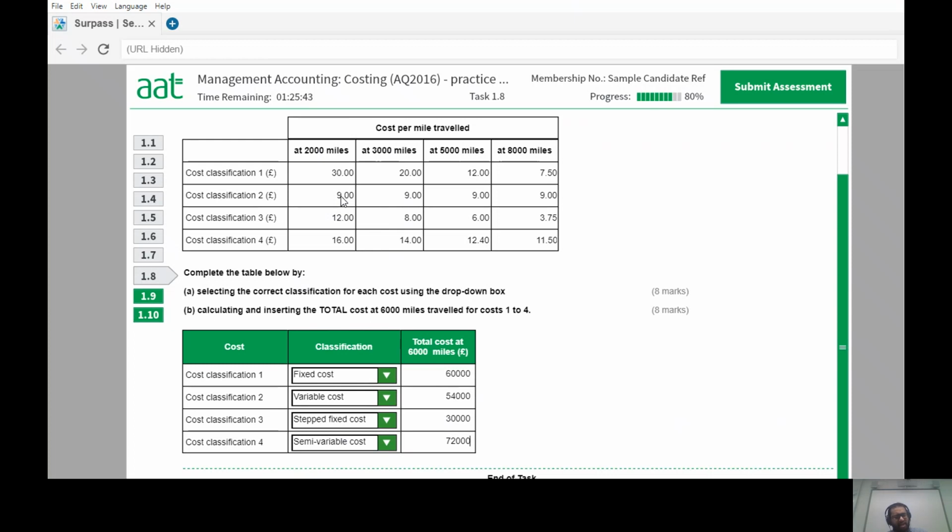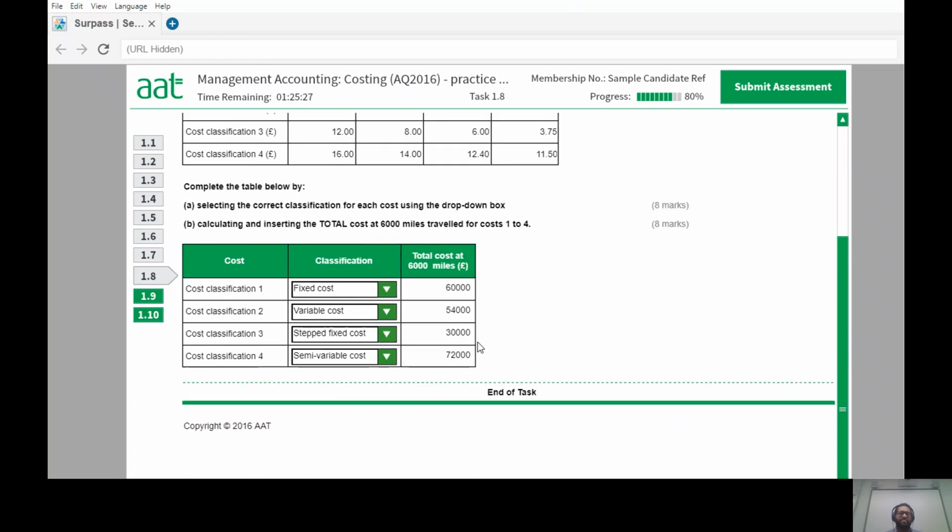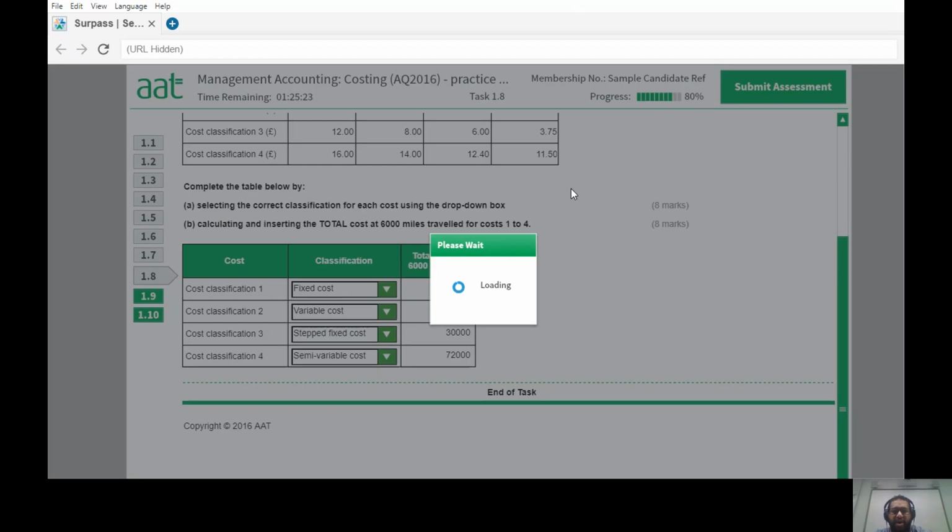So you notice that here there is a series. It just increases by 10,000 every 1,000. So therefore, when you're at 5,000, just add another 10,000 to that cost. So 62,000 plus 10,000 is going to be 72,000. You can also predict some of these answers that way. It's just numbers. Now let's move on to question 1.9.